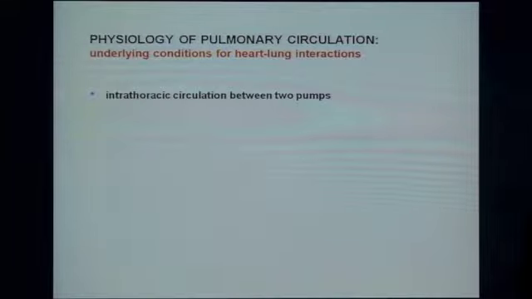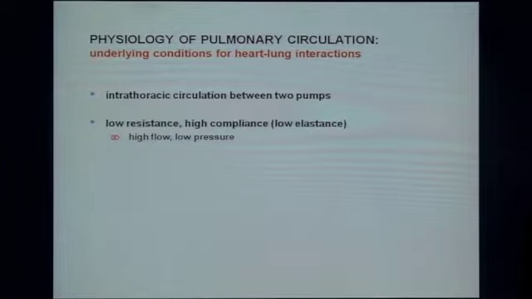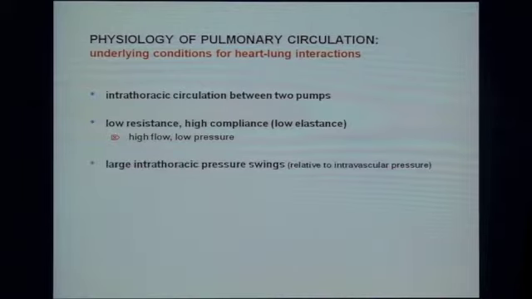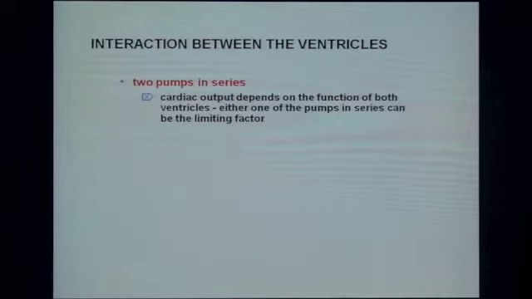Let's first look at the prerequisites. Basically, we talk about an intrathoracic circulation between two pumps, and all this is connected with the systemic circulation, which is mostly outside of the thorax. We have low resistance, high compliance, high flow, and low pressure. The pressure swings, even in health, are fairly large in relation to intravascular pressures, and when the patients get sick, these may even be much, much more enhanced.